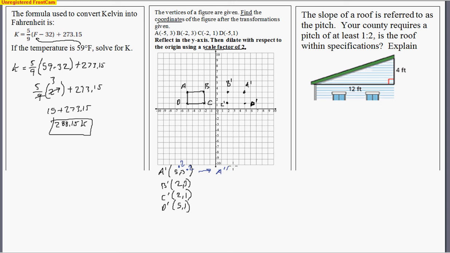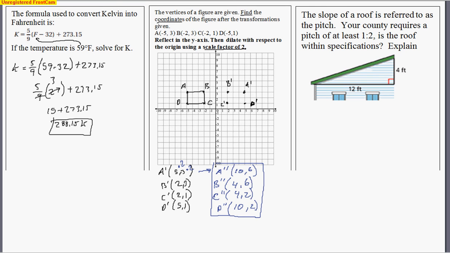A double prime, it's going to be 10, 6. And then B double prime, it's going to end up being 4, 6. And then C double prime, that's going to be 4, 2. And D double prime is going to be 10, 2. And so all they really wanted here were the coordinates, is what they said. The graph helps us try to at least figure out where things go, but then from there, if you can just write down what those coordinates are.